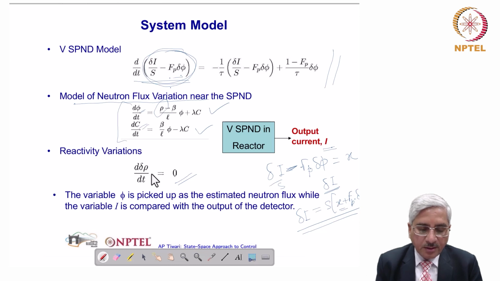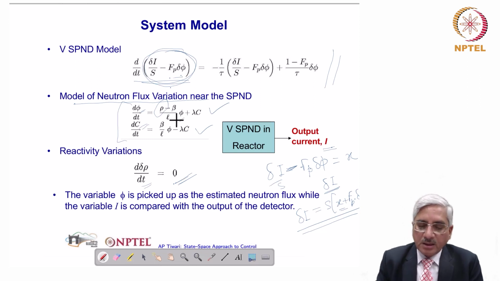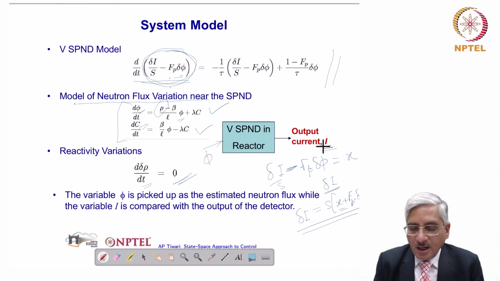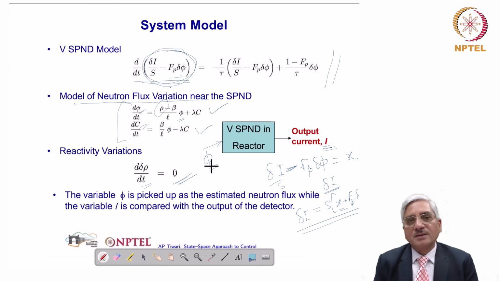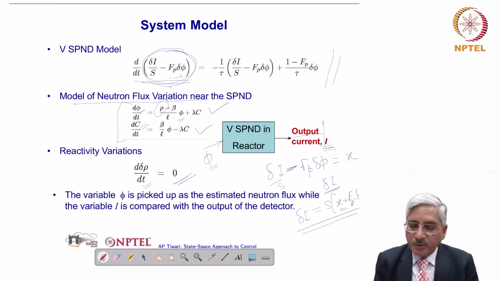So the derivative of delta rho with respect to time is treated as 0. And of course we are interested in phi, because the flux, this phi, gives rise to the current in the SPND, and we want the estimate of phi. Once we get phi, that is the actual flux in the reactor. So we have to put a Kalman filter here, and we have to get that estimate of phi, the phi hat.